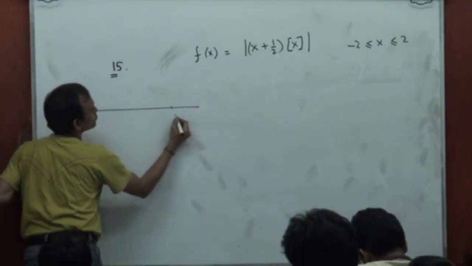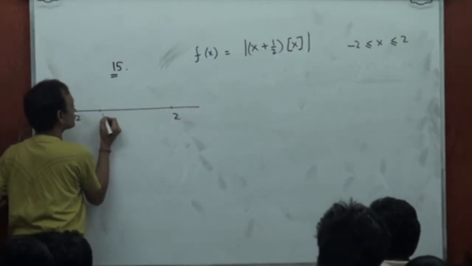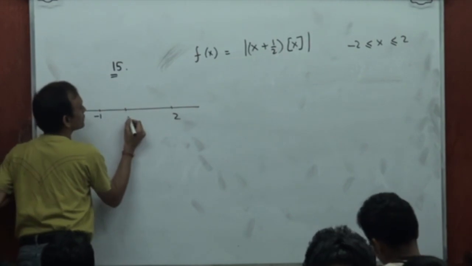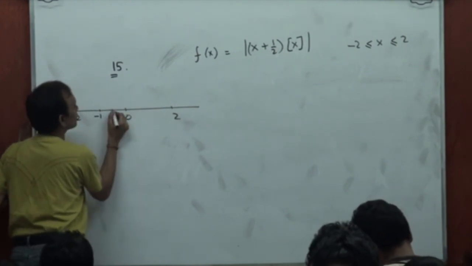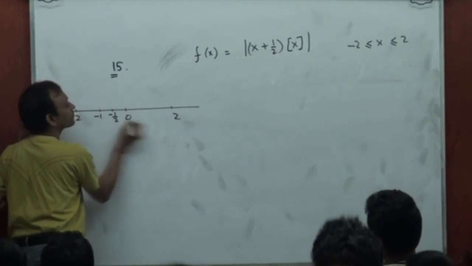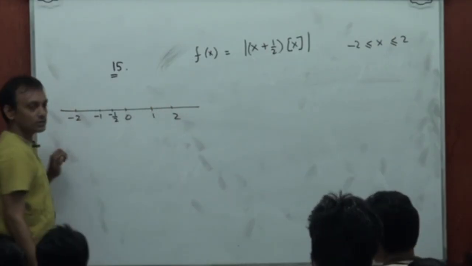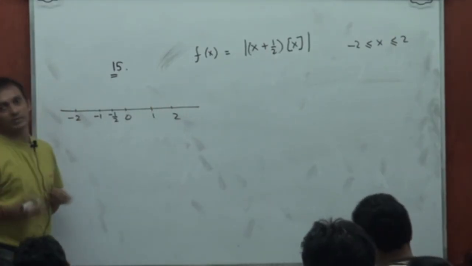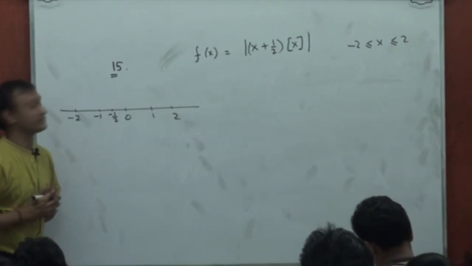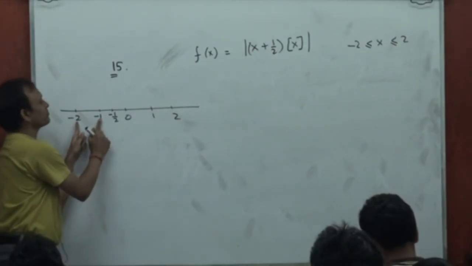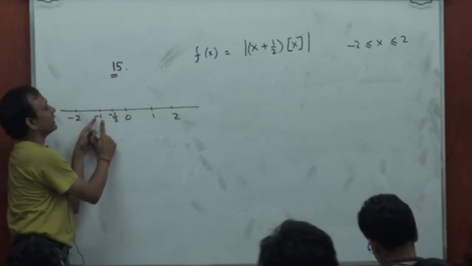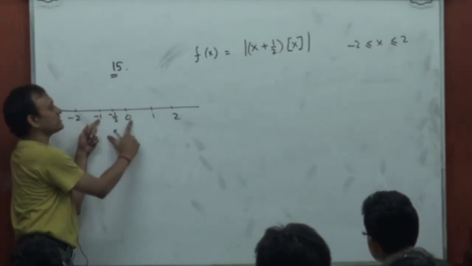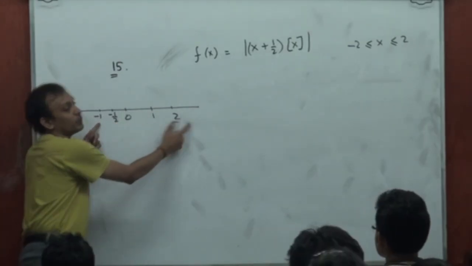Minus 2, 2, minus 1, 0. This is minus half, 1. These are the points that will determine the interval of description of the function. So we'll take -2 to -1, and then -1 to -half, and then -half to 0, and then 0 to 1, and 1 to 2.